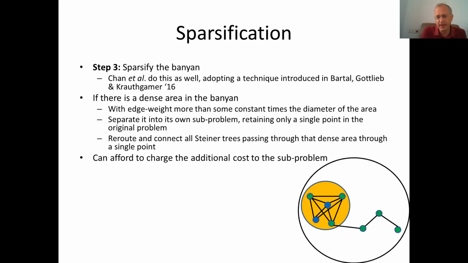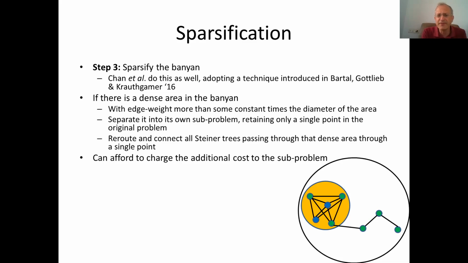Okay. The third step, and this is a step commonly used for algorithms for doubling spaces, is to sparsify the banyan. This was actually already done by Chan et al., who had an earlier solution for Steiner forest in doubling spaces. A technique was introduced by Bartal, Gottlieb and Krauthgamer in a paper in 2016. Okay, what does it say?